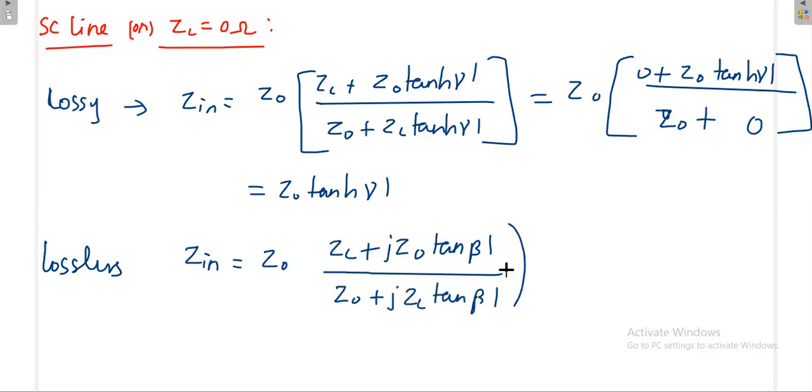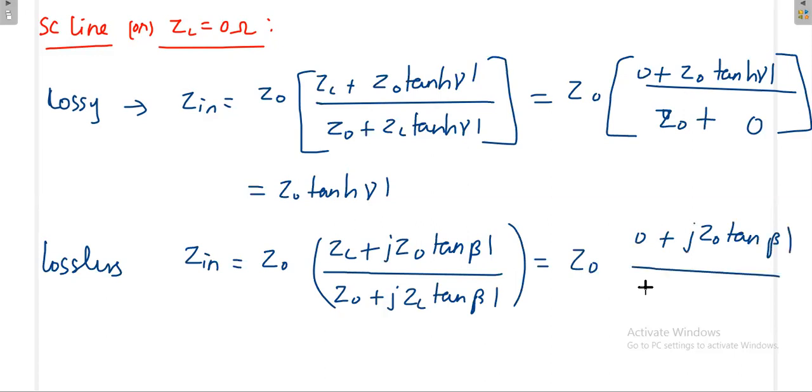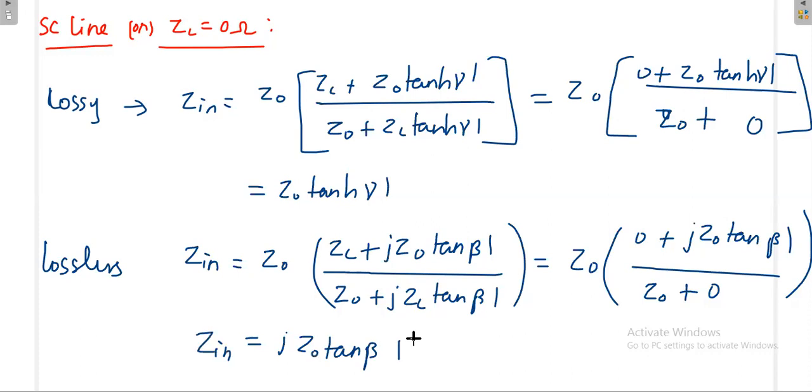Then you substitute the values: Zin = (Z0 · 0 + j Z0 tan βL) / (Z0 + 0). Then Z0 cancels. Finally, you get j Z0 tan βL. This is the input impedance of the short circuit line. Whenever you have a short circuit line, Zin is equal to j Z0 tan βL. Similarly, we will derive it for open circuit.